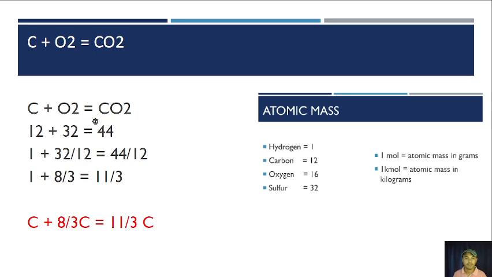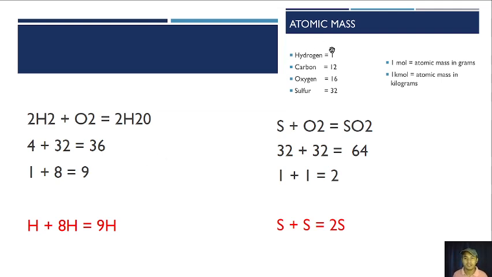So C plus O2 equals CO2. 12 plus 32 equals 44. Carbon is 12, oxygen is 32, so 44 over 12. So carbon plus 8/3 carbon is equal to 11/3 carbon. Okay, for atomic mass, for 2H2 plus O2 equals 2H2O. So 4 plus 32 equals 36. 1 plus 8 equals 9. So hydrogen plus 8 hydrogen equals 9 hydrogen.